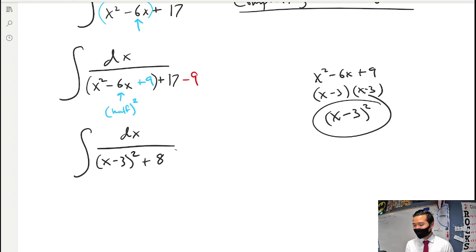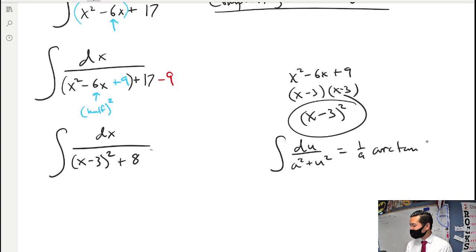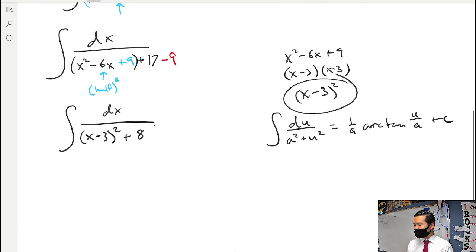All right. Now that I have this written like this, hopefully you can see that this is very similar to the integral of an arctangent, right? It's du over a squared plus u squared, yes? You guys remember what the antiderivative of this is, by the way? It's not just arctangent. 1 over a arctangent, very good. And what's inside the arctangent? u over a, plus c, yes? So our job now is just to figure out what our a is and what our u is. So what's u? x minus 3. Therefore, du is equal to dx, right?